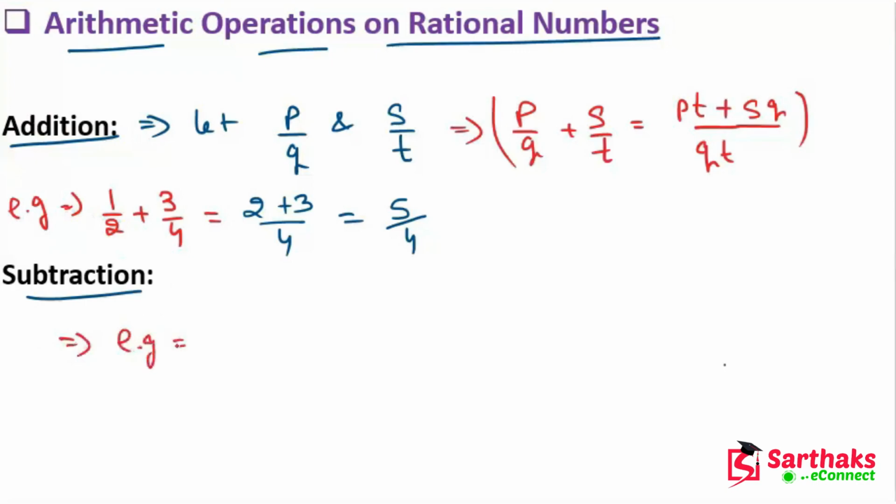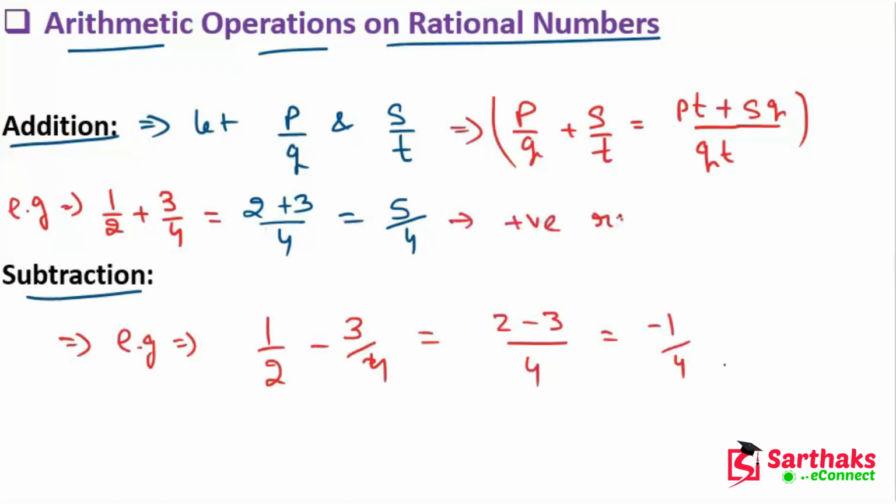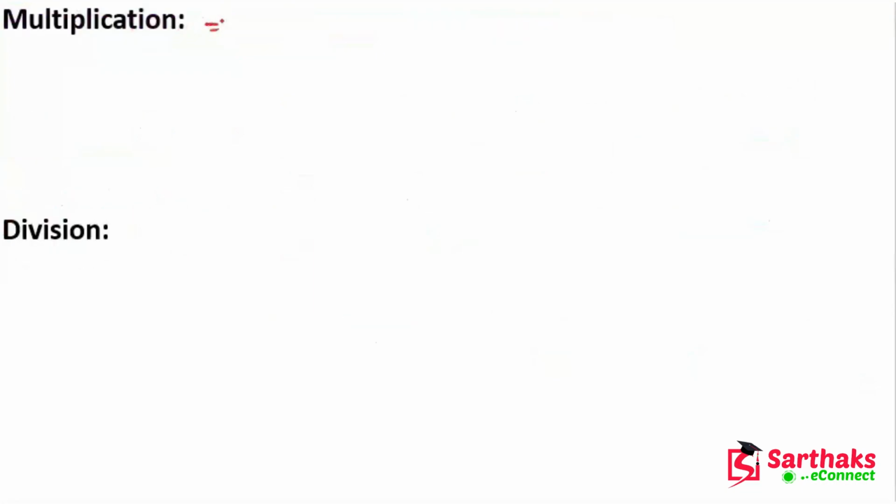For example, we are taking the example directly. If we have to subtract these two numbers, we get 4 here, and here 2 minus 3, so we get minus 1 upon 4. So if we observe, this is a positive rational number, and this is a negative rational number.